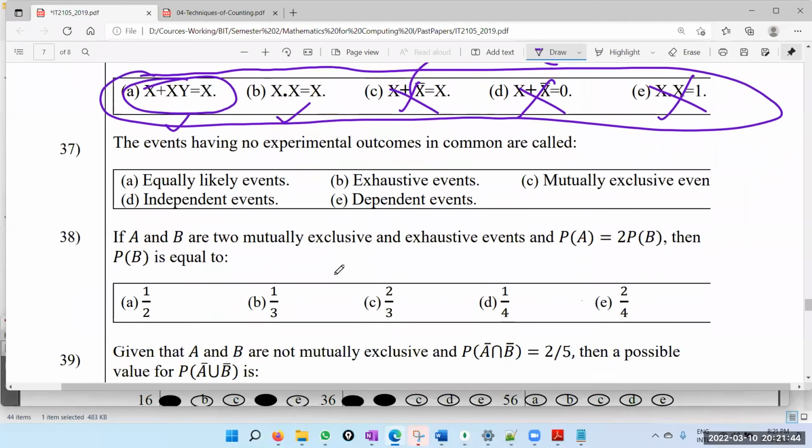37. The events having no experimental outcome in common are called what? So they are not mutually exclusive, right? Mutually exclusive means those two events, you can't have the same outcome. Sorry, both, you can't have the same.